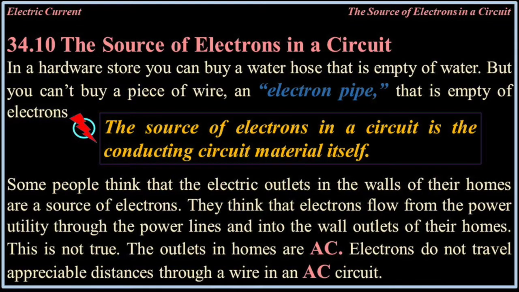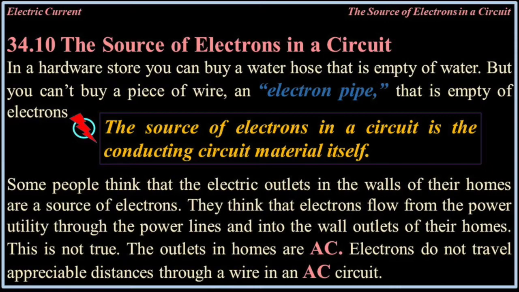34.10: The source of electrons in a circuit. In a hardware store, you can buy a water hose that is empty of water, but you can't buy a piece of wire that is an electron pipe that is empty of electrons. The source of electrons in a circuit is the conducting circuit material itself. Some people think that the electric outlets in the walls of homes are the source of electrons. They think that electrons flow from the power utility through the power lines and into the wall outlets of their homes. This is not true.